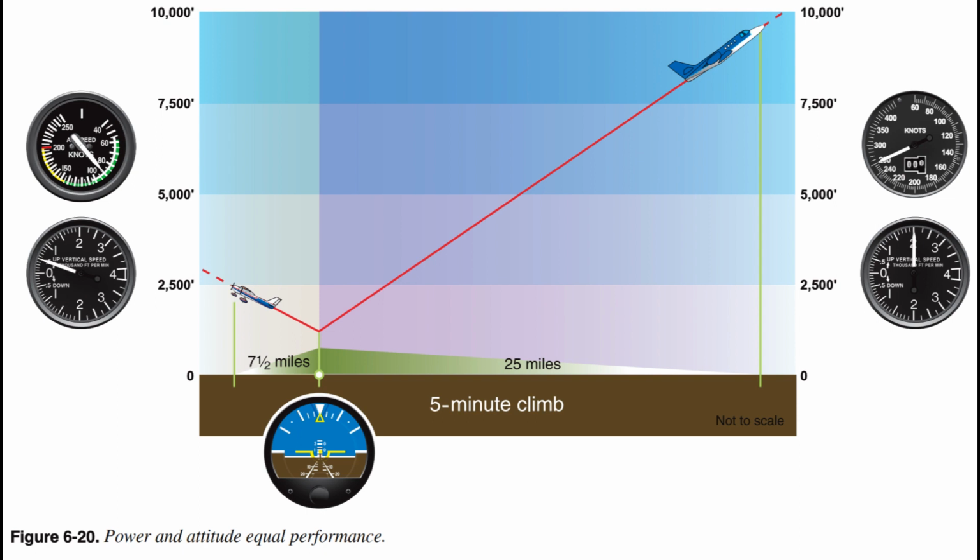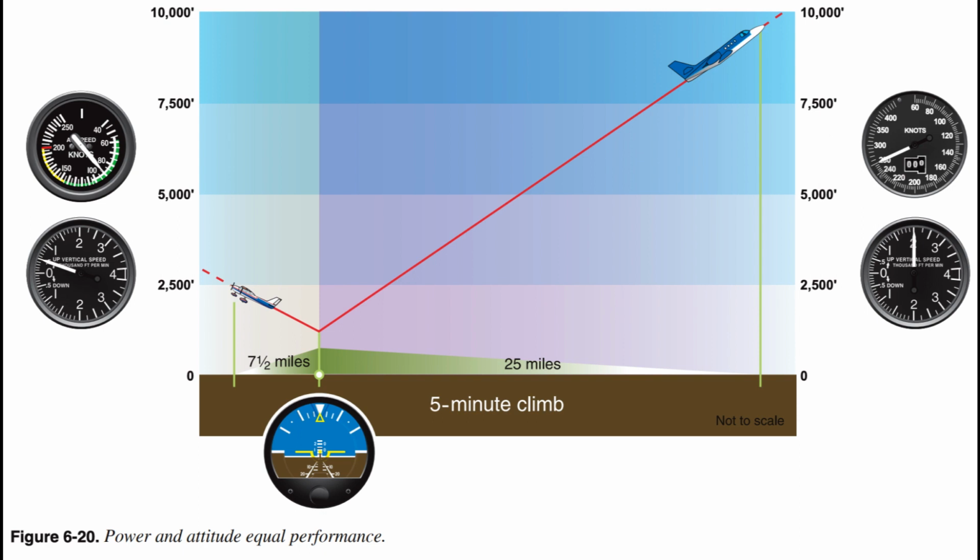For example, a pilot uses full power in a small airplane for a 5-minute climb from near sea level, and the attitude indicator shows the miniature aircraft 2 bar widths, twice the thickness of the miniature aircraft wings, above the artificial horizon. Figure 6.20. The airplane is climbing at 500 fpm as shown on the VSI, and at an airspeed of 90 knots, as shown on the airspeed indicator.